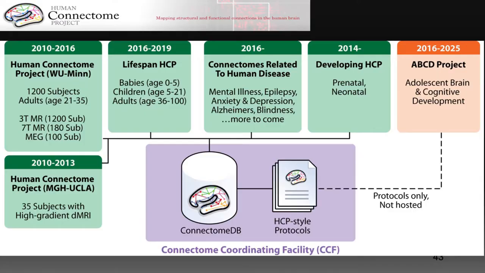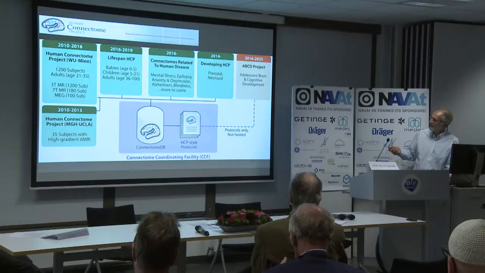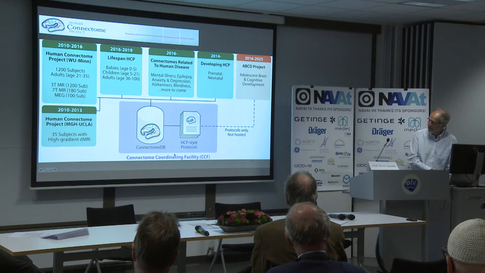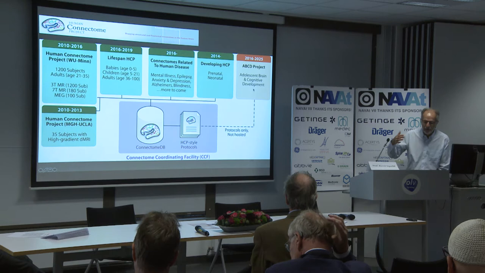There's, for example, the Human Connectome looking at lifespan. We are looking at babies, children ages 5 to 21, adults, aging, etc. A lot of disease connectome projects. And there is a developing HCP in the UK. This is really an ambitious project looking at prenatal images. And there's a very similar HCP-like project run by NIH, so-called ABCD. Unlike the human connectome projects, this project, ABCD, will run for many years so that they will follow individuals as they age.